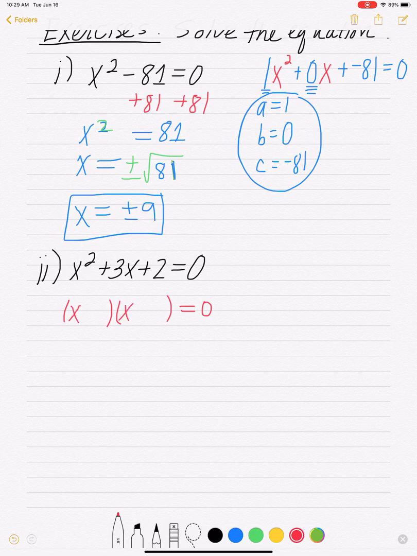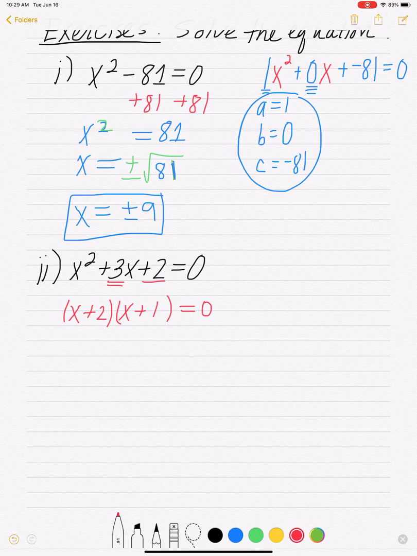And then we have to ask the question, what 2 numbers multiply to give 2 and add to give 3? Well, positive 2 and positive 1 do the trick, right? Positive 2 times positive 1 is positive 2. Positive 2 plus positive 1 is positive 3. So what I've done, I've factored the polynomial on the left-hand side, x squared plus 3x plus 2, into x plus 2, x plus 1.